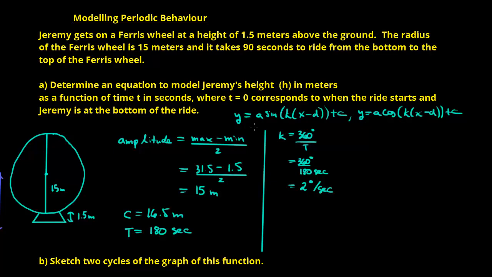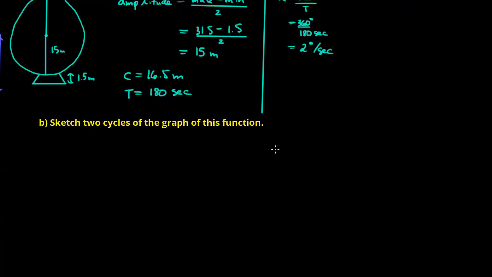So let's think about whether it's easiest to use a cosine curve or a sine curve. If we think about this, at time t equals 0, Jeremy is going to be at a minimum. So maybe we'll sketch a cycle of the graph before we figure out what the phase shift is here, just to conceptualize this. So let's sketch out a cycle of this graph.